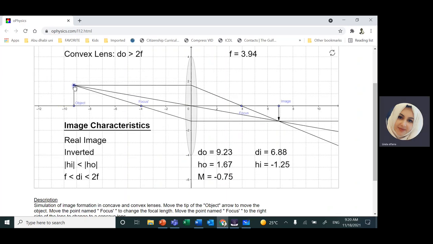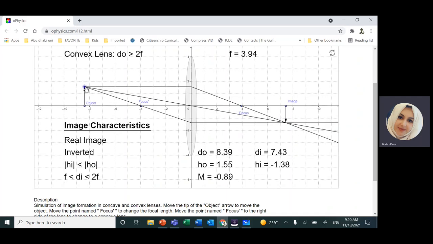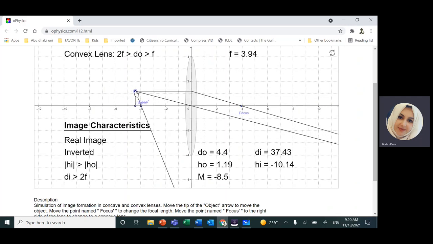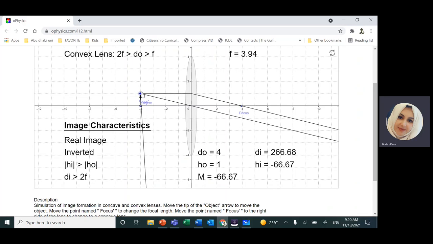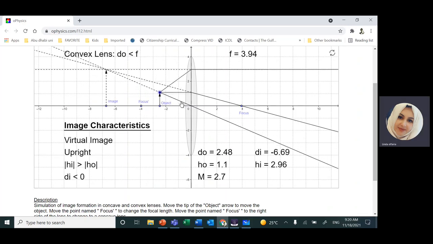Now, when I put the object closer, look at the size of the image. The size of the image starts to become bigger, until I reach the focal point, where there is no image. All the rays are parallel. Now the object is really close, between the focal point and the lens. In this case, I will have a bright image in front of the lens, which means the object and the image are both on the same side. So D is negative, because they are on the same side. Since the image is upright, it will be virtual, and the height of the image, Q or HI, is greater than the height of the object, HO or P.